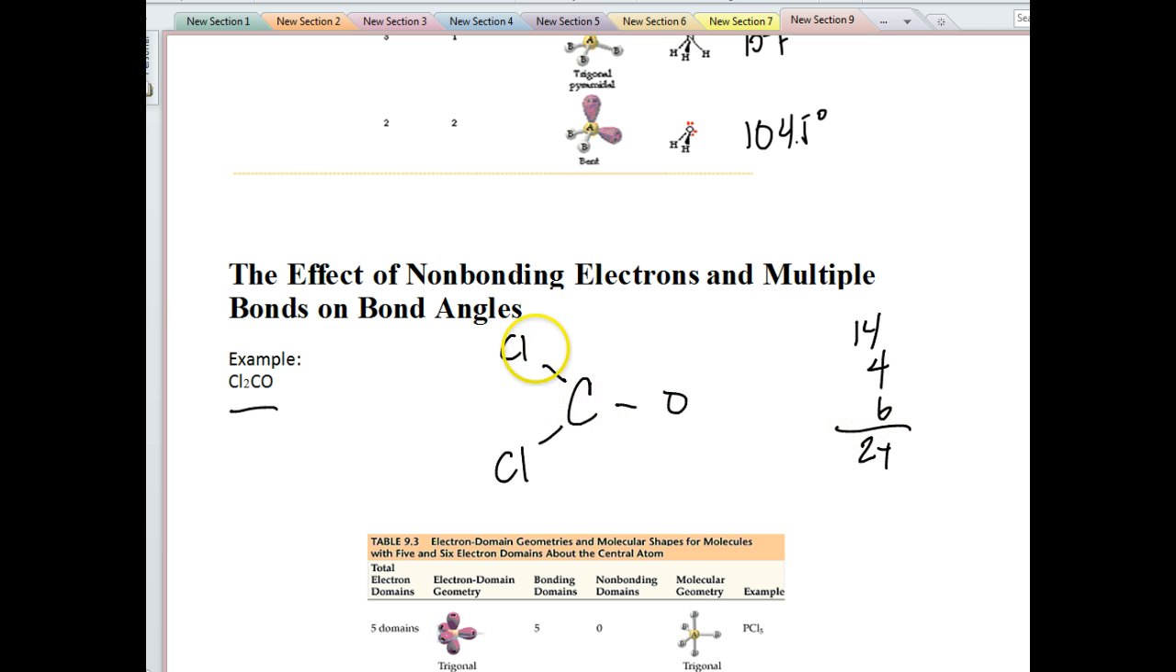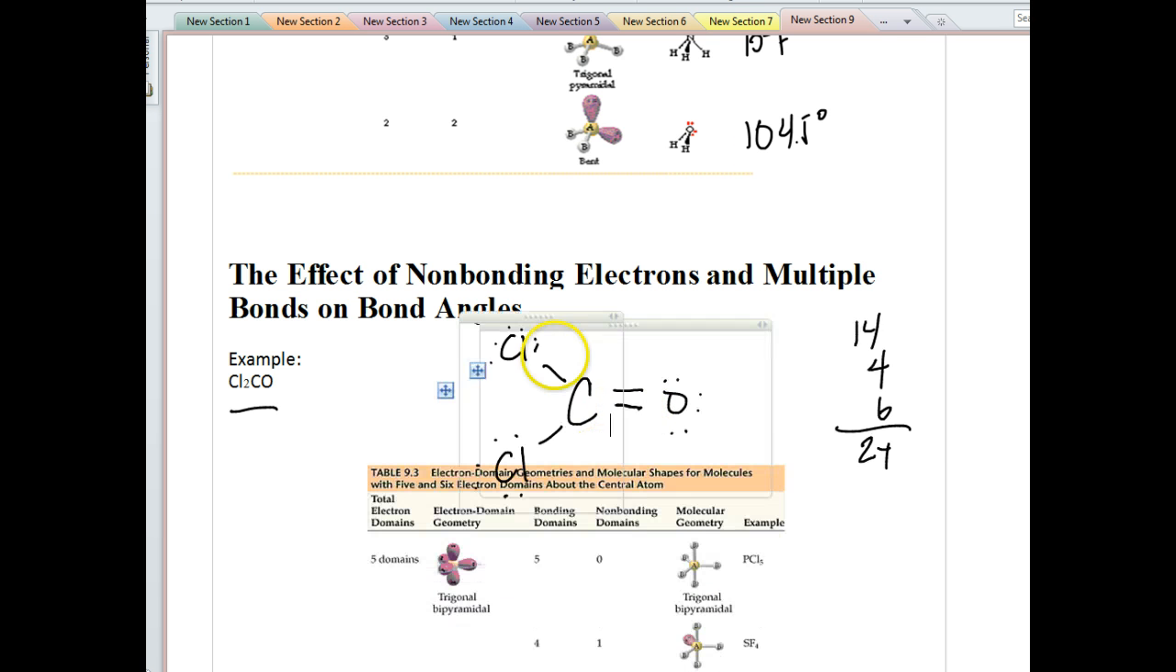2, 4, 6 have been used. 8, 10, 12, 14, 16, 18, 20, 22, and 24. Now, the central carbon does not have an octet, so really what happens is we do form a double bond right here, just like that. Let me erase off those guys. And so that's what we get as our Lewis structure here.